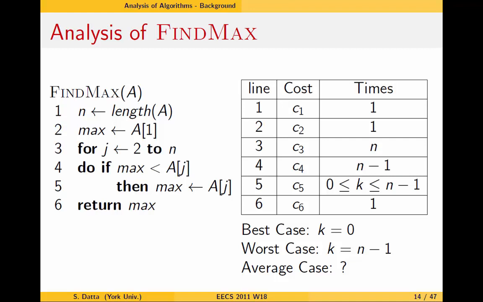Not, sorry, let me answer it. Not the assignment, because the assignment has a cost. I'm not talking of the cost here, I'm talking about the number of times that line is executed. Yes.